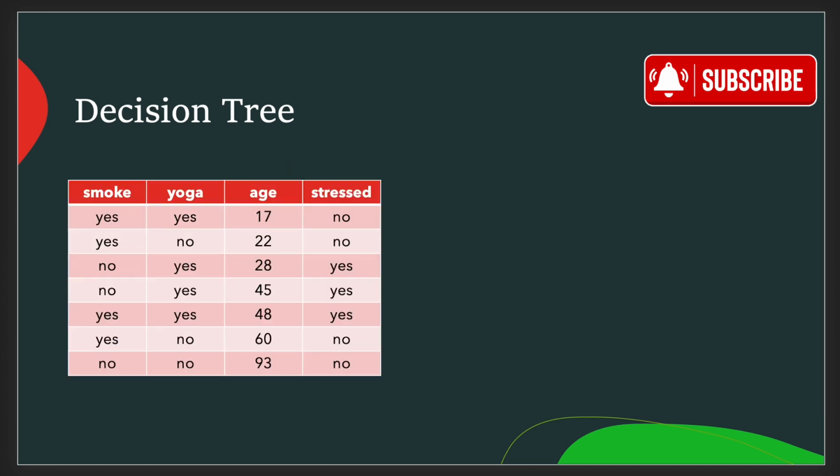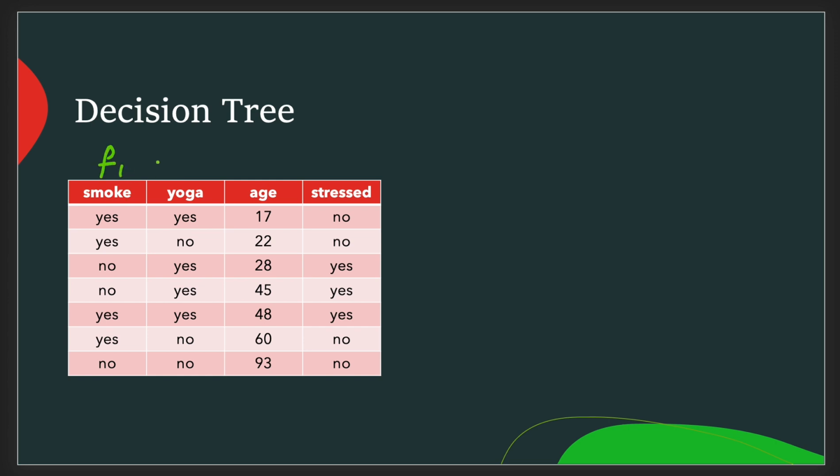Okay, so here I have a data set. Let's say I have a data set of 7 people, 1, 2, 3, 4, 5, 6, 7, and we have different features. Feature number 1 is whether they smoke or not. The second feature is whether they do yoga or not, and the third is their age. Based on these 3 features, this is feature 1, this is feature 2, this is the third feature, and this is the output, right?